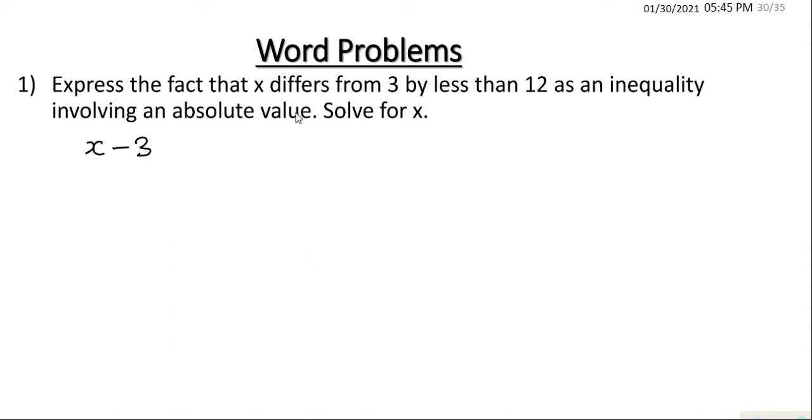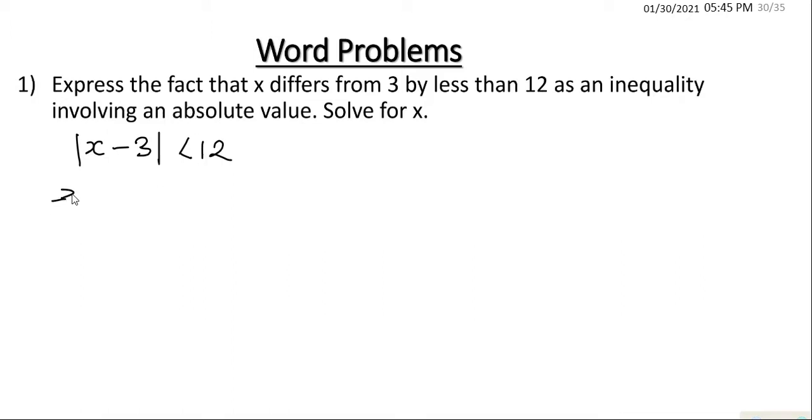Okay, let's continue with the examples we have at hand. Example 1. Express the fact that x differs from 3 by less than 12 as an inequality involving an absolute value and solve for x. Okay, x differs from 3 means x minus 3 by less than 12. So the absolute value of x minus 3 is less than 12. So x differs from 3 by less than 12 means minus 3 can be greater than minus 12 and less than 12.